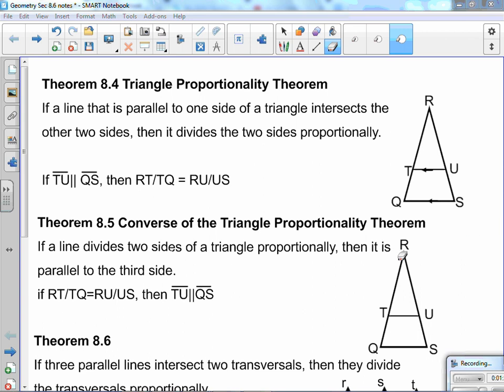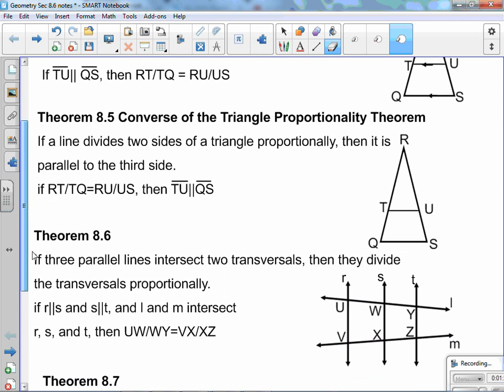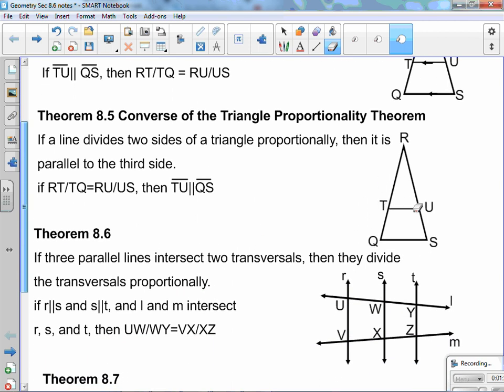And then theorem 8.5 is just the converse to that, which says that if you have a line that divides two sides of a triangle proportionally, so you could have the lengths on these two sides, if you check to see if this side over this part is equal to this part of this side over this part, if those two fractions are equal to each other, then you know that TU is parallel to QS.